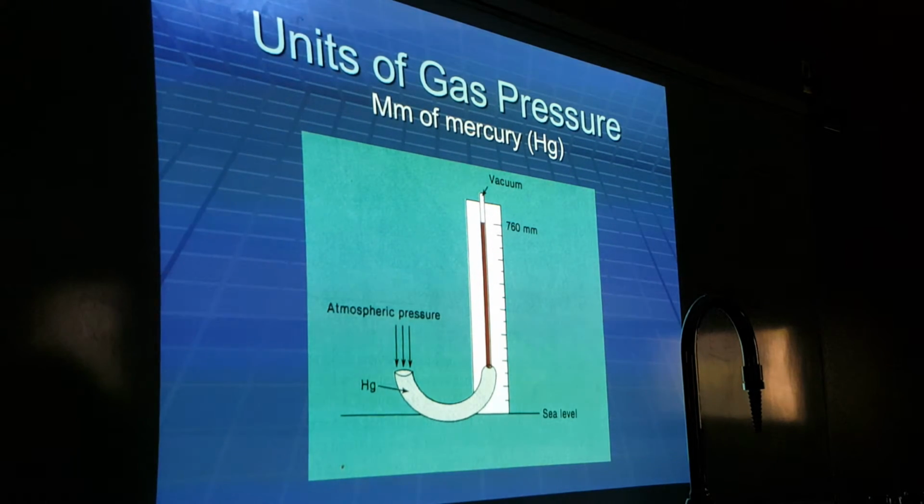So the entire scientific community uses millimeters of mercury. Next slide.